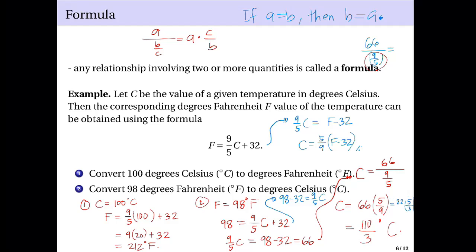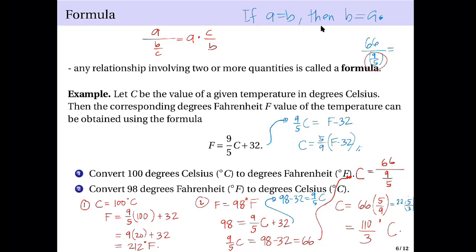So again, in here we want to convert 98 degrees Fahrenheit to degrees Celsius. We are given F, that's 98 degrees Fahrenheit. If we plug in using this formula, we have 98 equals 9 over 5C, where C is unknown, plus 32. Then we put this 32 on the other side of the equation, so you have 98 minus 32, and we still retain 9 over 5C on this side.